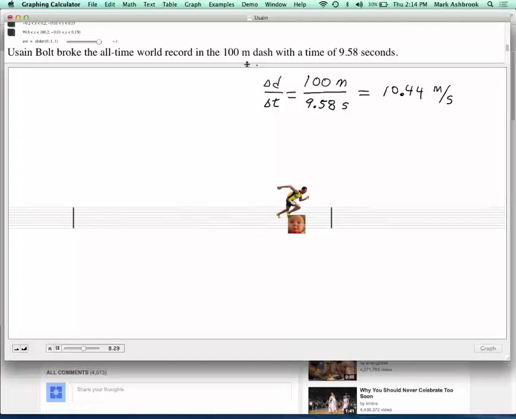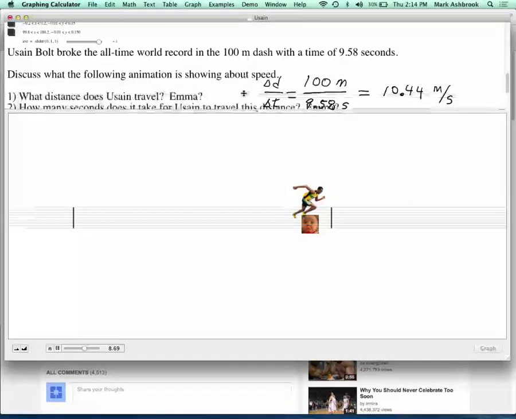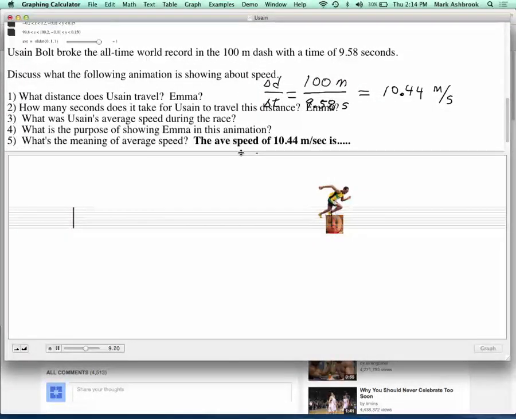Okay, so I got some questions for you. Answer each question. And the point is, what does this number 10.44 mean? Saying the word average does not cut it. What is this number 10.44 if it's the calculation of Usain's speed? I'm trying to help you out by giving you Emma here to kind of make sense of that. So answer these questions, talk to the person next to you, and see if you can come up with a meaning for this 10.44.